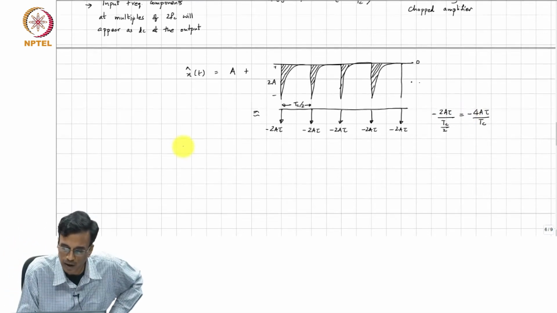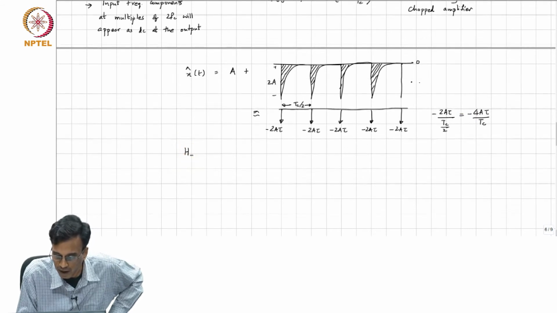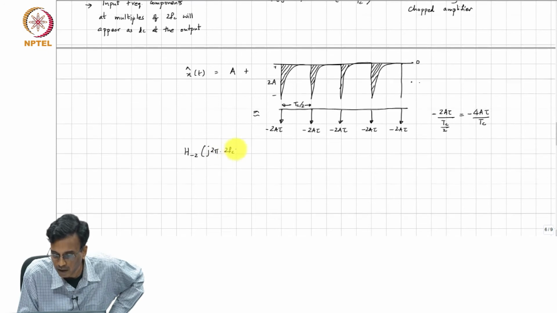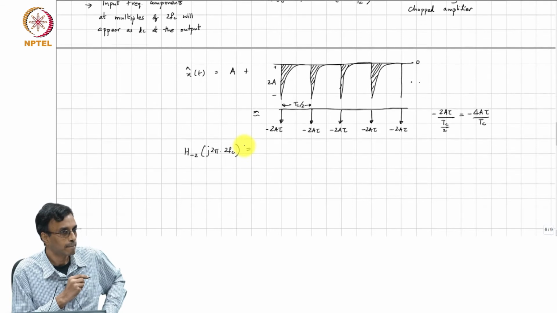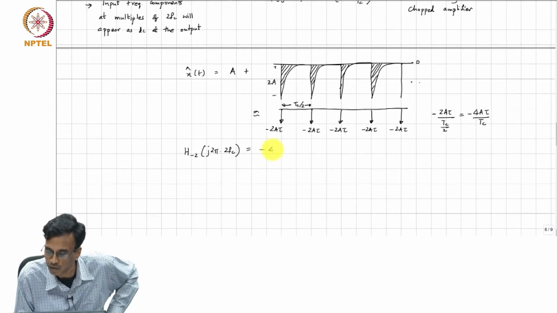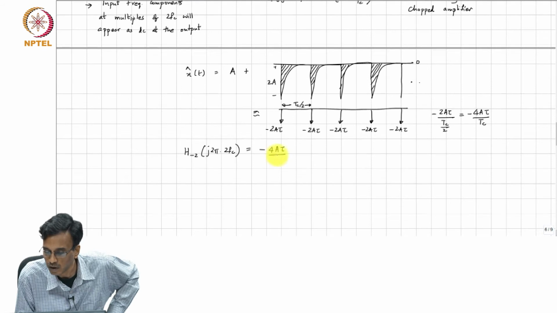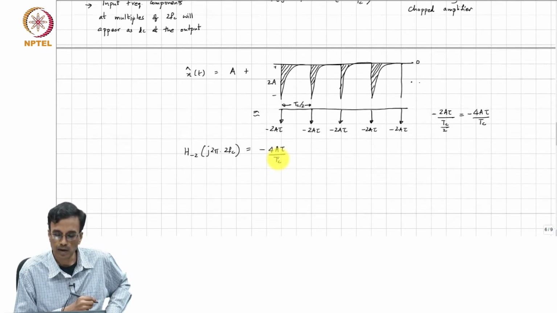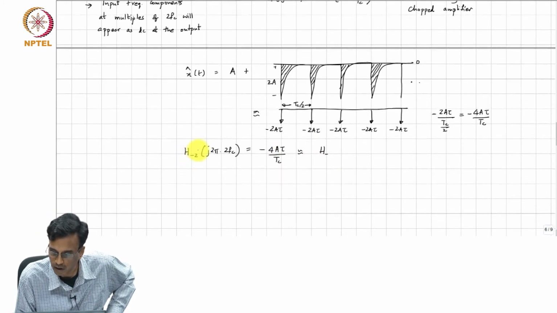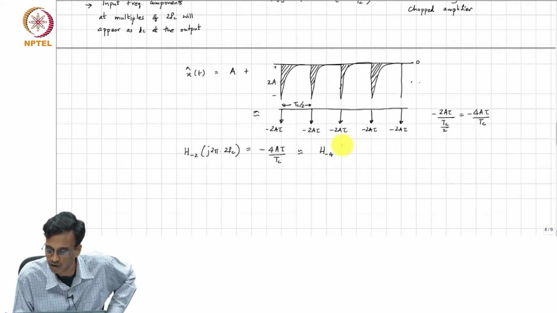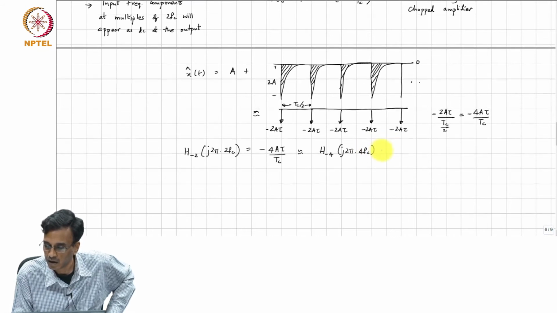So, what comment can you make therefore of h minus 2 of j 2 pi times 2 fc? It is nothing but minus 4a times tau over Tc, right, which is also approximately equal to h minus 4 of j 2 pi times 4 fc, etc.